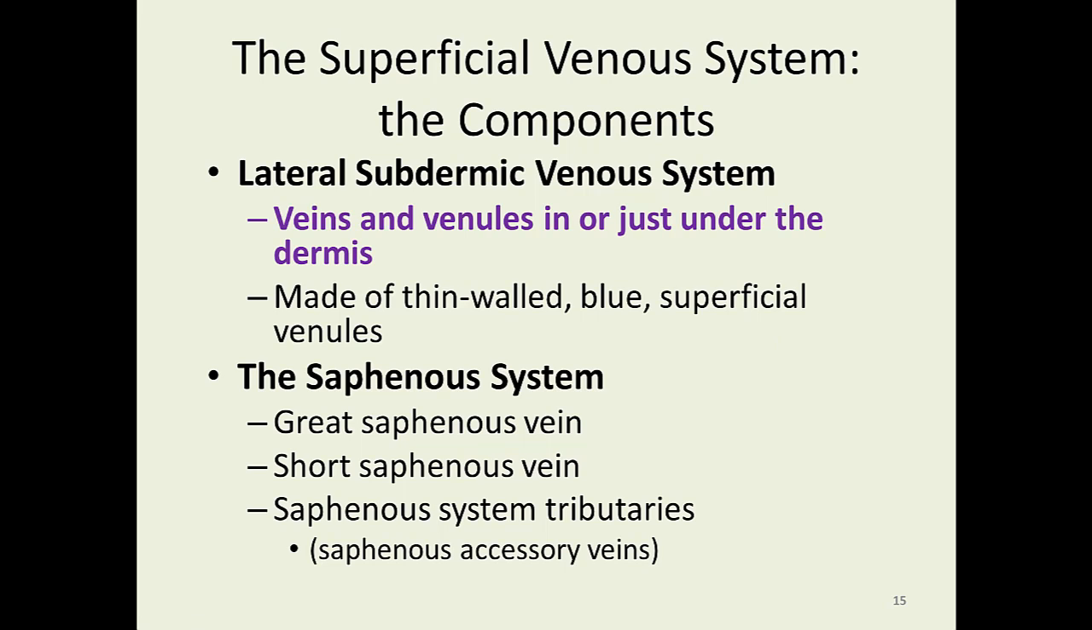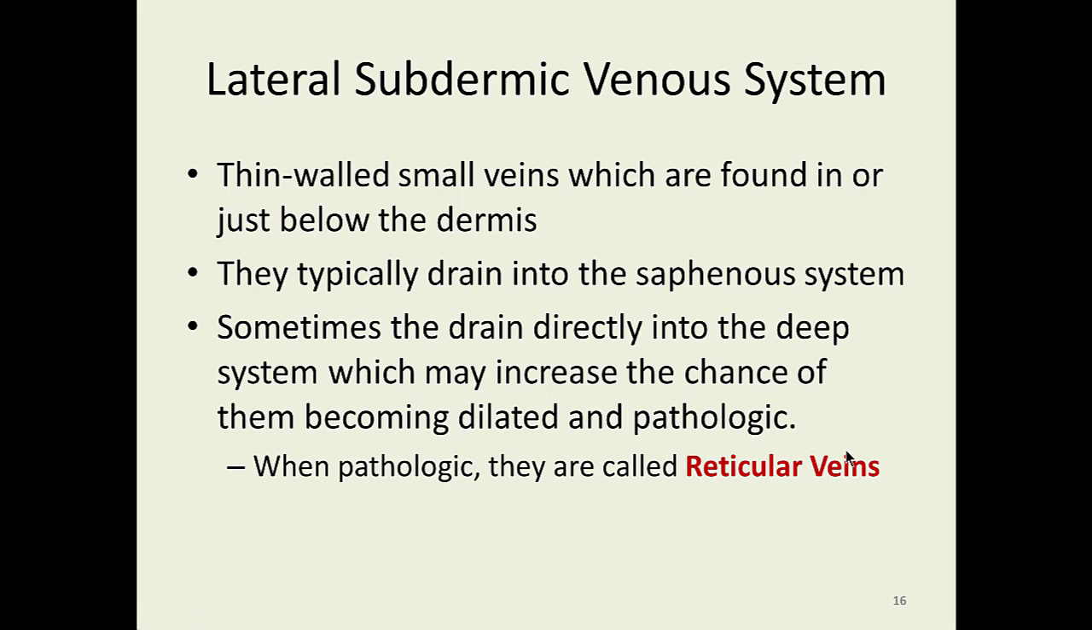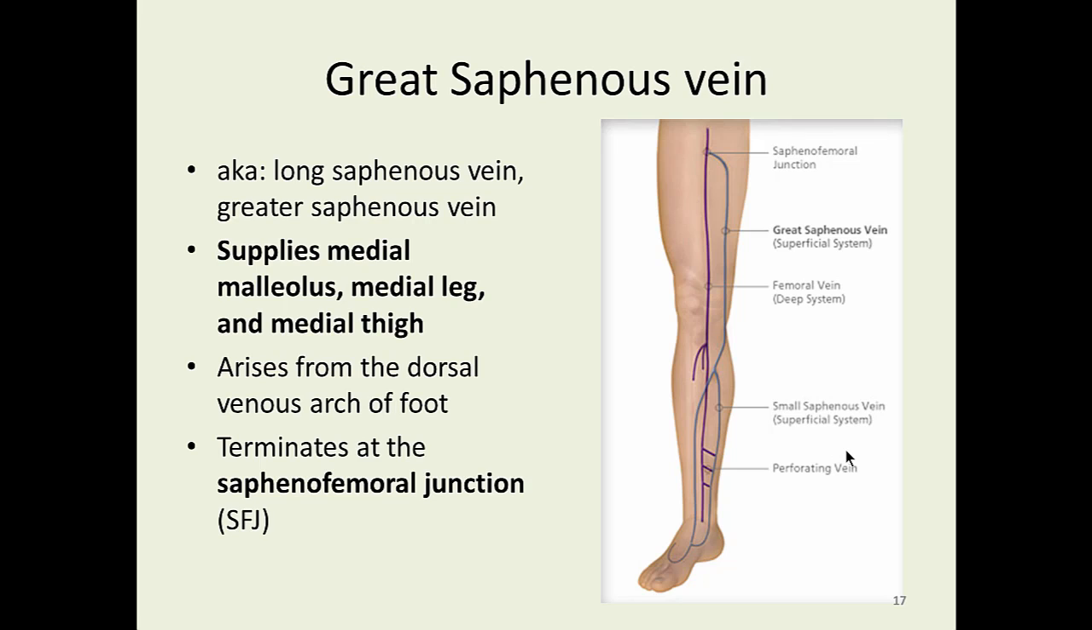So that's a lateral subdermal venous system. It's made up of veins and venules. Just know that. It also includes the saphenous system. Now that's familiar to us. We've studied the great saphenous vein and the short saphenous vein. We haven't studied these, but there are some tributaries that run with the saphenous vein as well. We don't need to get into that too much. You can read more about that.